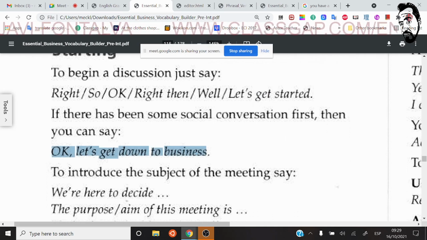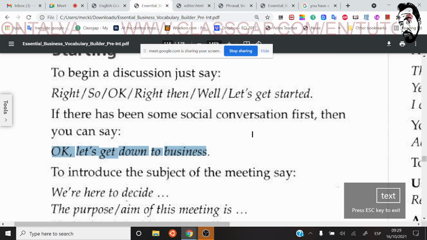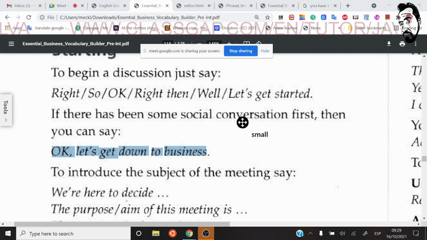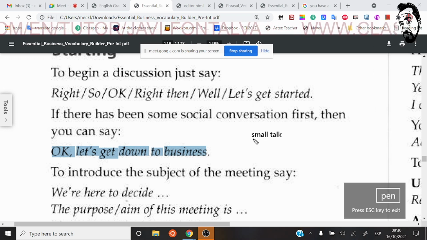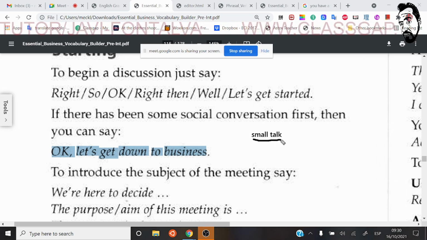If you have some social conversation first, then you can say, oh yeah. Okay. So sometimes you're talking to someone and you are using small talk. You understand small talk? Serían como conversación banal, que no es muy importante. Hablando de cosas que no tengan que ver con la empresa, ¿no? Por ejemplo, how's your family? Small talk. Yeah. Romper el hielo.